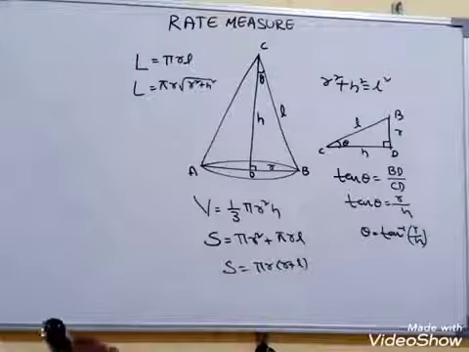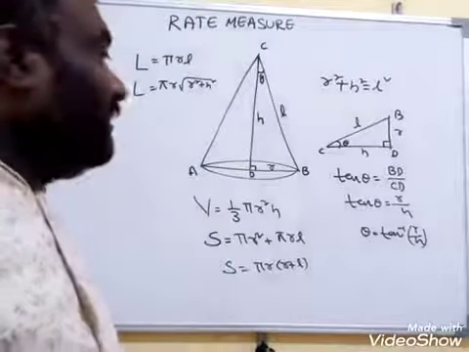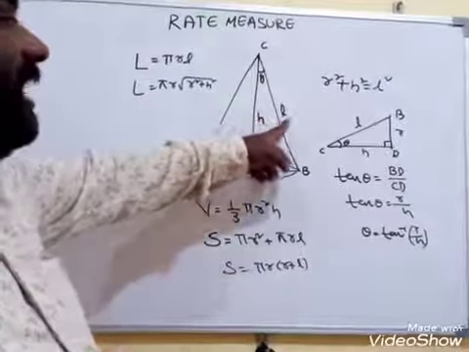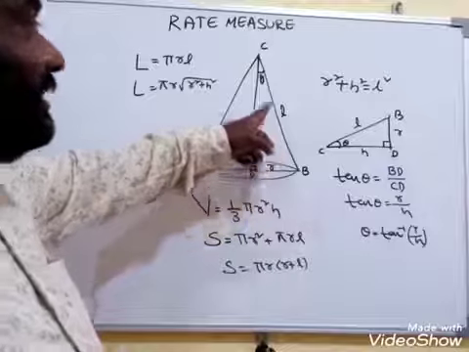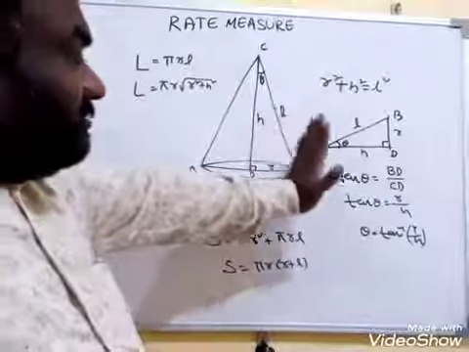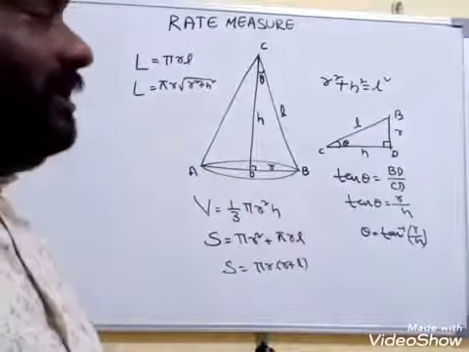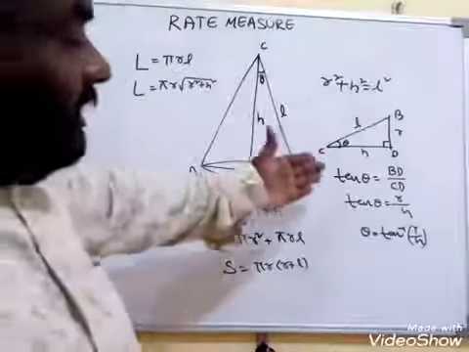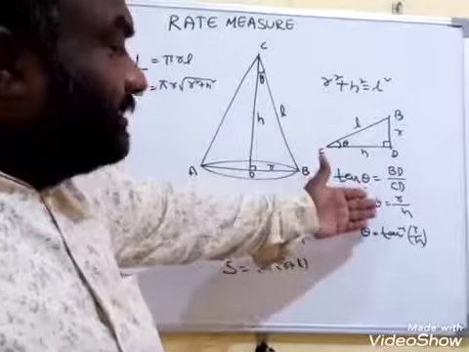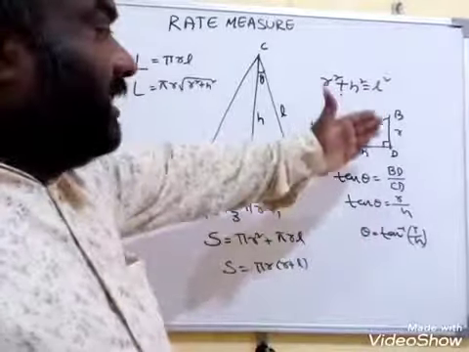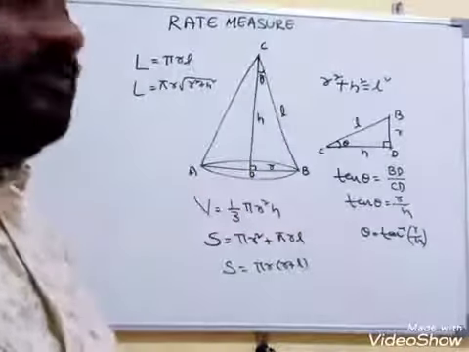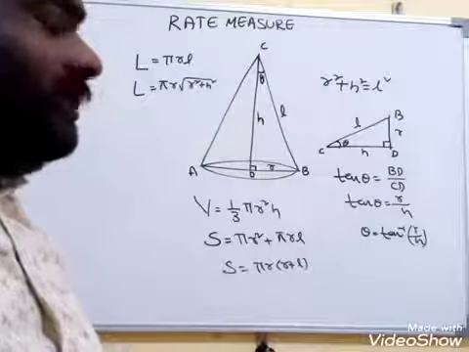Compulsorily we should remember once again: for a cone, r is the base radius, h is the height, l is the lateral height, and theta is the semi-vertical angle. If I draw this diagram separately, I get the right angled triangle BCD. From this, tan theta is equal to BD by CD, therefore tan theta is equal to r by h. As it is a right angled triangle, it obeys Pythagoras: r square plus h square is equal to l square.